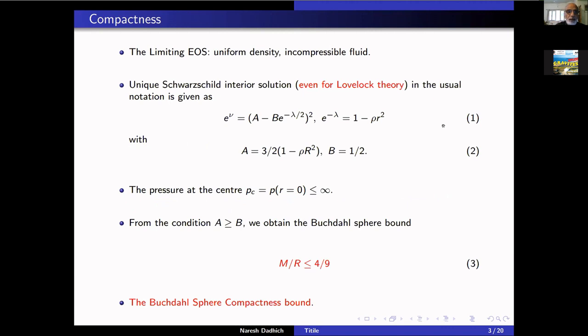A very common sense thing: how will we define a compact object? That common sense idea is that it is the one which cannot be compressed any further. Now, let's ask the question: do we have any solution of the Einstein equation describing this incompressible fluid? And the usual answer is the famous uniform density Schwarzschild interior solution. So this is actually the limiting equation of state, that it cannot be compressed. So can we not get the compactness limit simply by this interior solution?